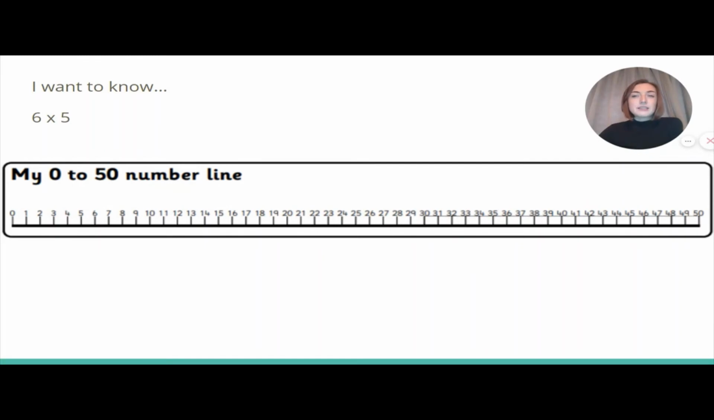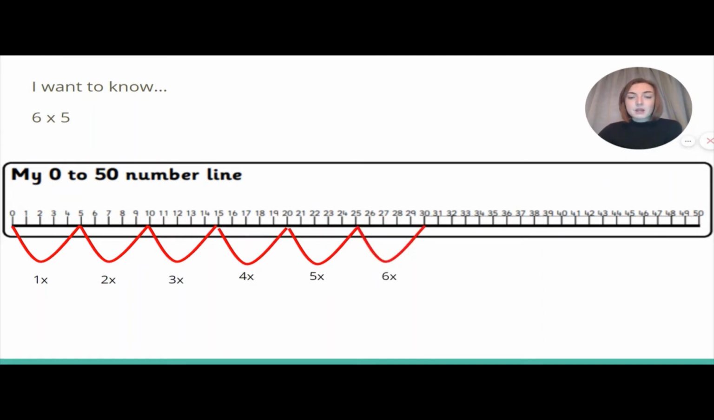Now I want to know 6 times 5. Do you think you know what I will have to do? Let's have a look. I'm going to jump up the number line 6 times in groups of 5. 1, 2, 3, 4, 5, 6. I've jumped up 6 lots of 5, and that has given me 5, 10, 15, 20, 25, 30. The number I landed on was 30. So 6 times 5 is 30.